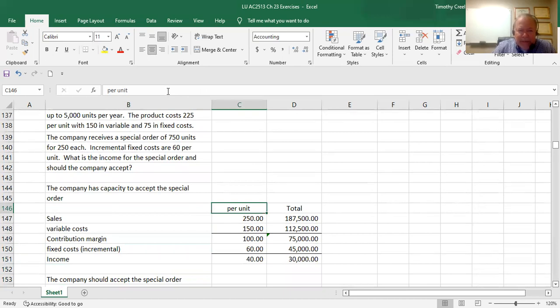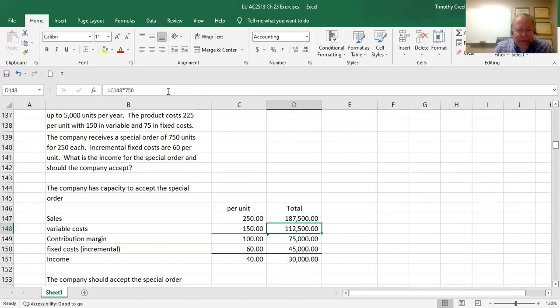On a per unit basis, they're going to receive $250 per unit if they do the special order. The variable costs are going to remain the same. Typically in a special order, your variable costs remain the same, because variable costs are the cost to produce the product or the service. They remain pretty constant. Now, your contribution margin is going to be $100 per product, and the incremental fixed costs are going to be $60 per unit, which gives you income of $40 per unit. Remember, the problem will tell you what fixed cost amount applies, because typically it's only the incremental fixed costs that apply here. So if we were to run the total numbers, 250 times the 750 units, 187.5.